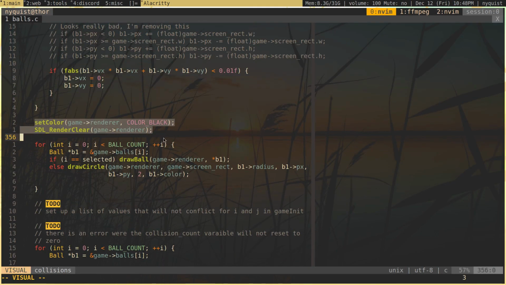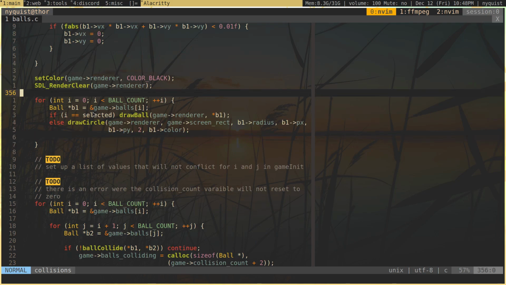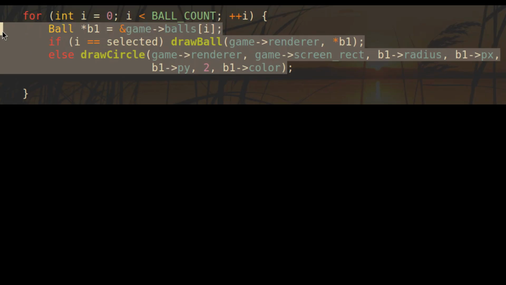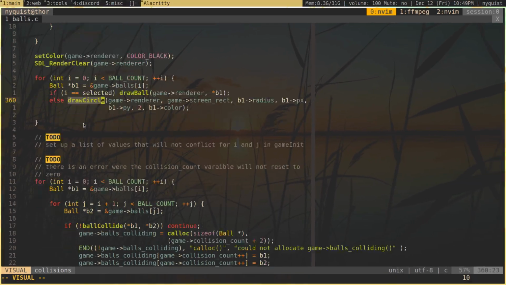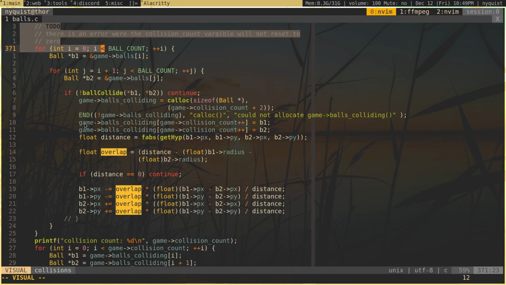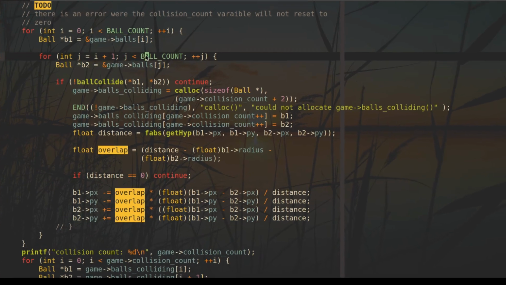I clear the screen, set it to black. And then this next loop is just rendering the balls, drawing them to the screen. I'm going to draw a ball that's filled, which is what draw a ball does, if it's selected. If it's not selected, I'm just going to draw a circle, and that's a ball that's not filled in. Then we're going to go through 2 loops.